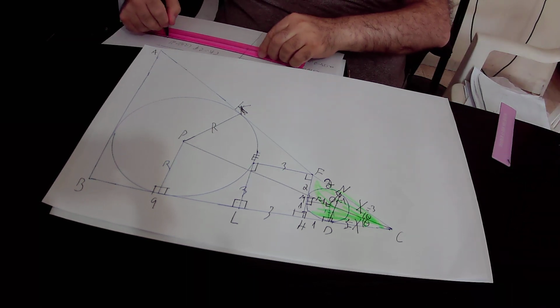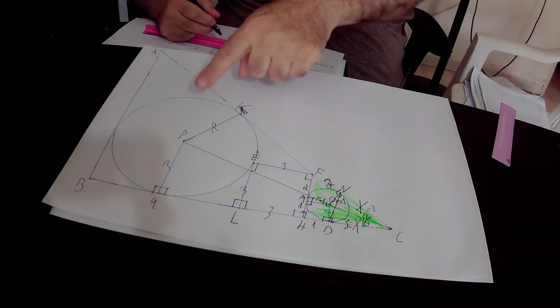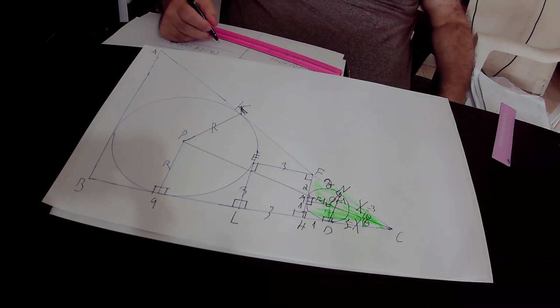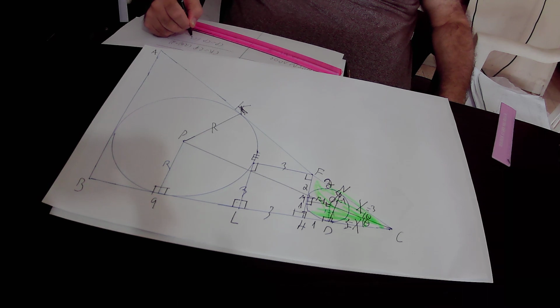And finally, CP is the common side that belongs to both triangles, so CP equals itself. It's a common side that belongs to both triangles.